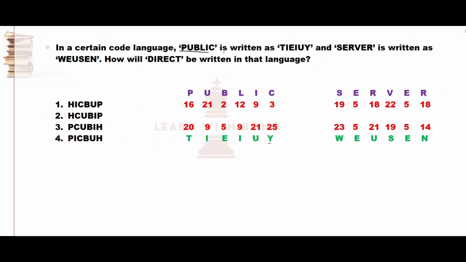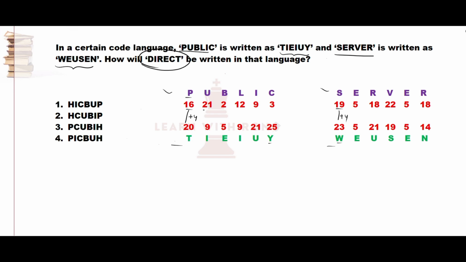Here, public is coded as in this letter format, server is coded as in this letter format. Now we have to find how direct is coded in that language. Here I have written public, server and its coded clusters with respect to numbers also. See the first letter of public and the corresponding number is 16. Here they added 4 to the first letter, 16 plus 4, 20. Similarly, first letter of server, here also they added 4.